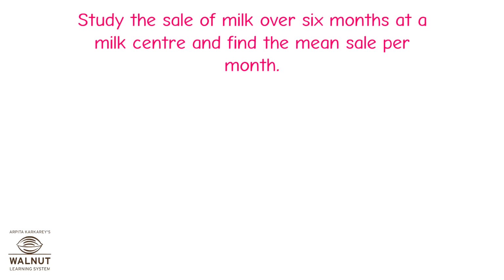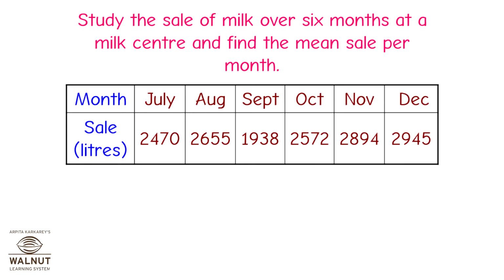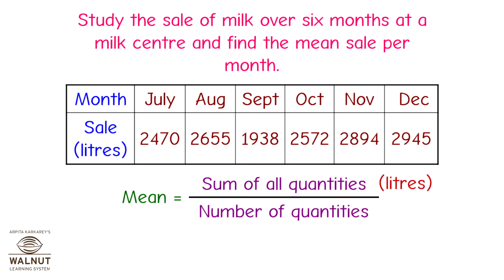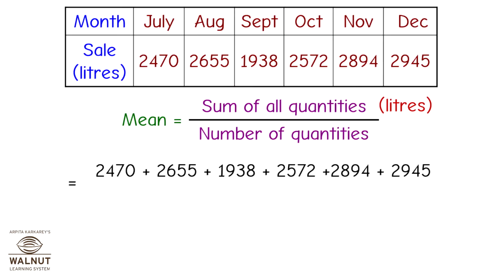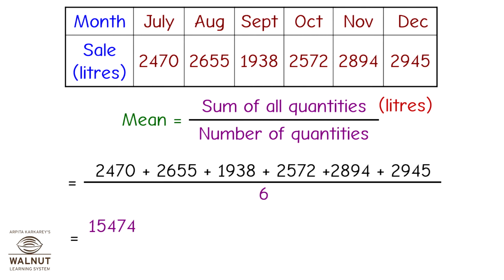Study the sale of milk over 6 months at a milk center and find the mean sale per month. Mean is equal to sum of all quantities upon number of quantities. That is equal to 2470 plus 2655 plus 1938 plus 2572 plus 2894 plus 2945 upon 6, that is equal to 15,474 upon 6, that is equal to 2,579 liters.